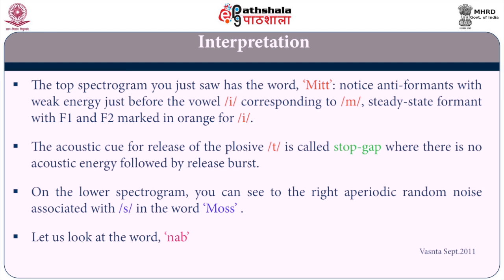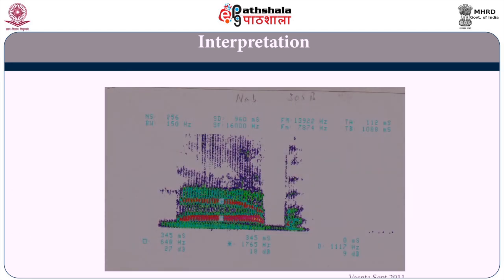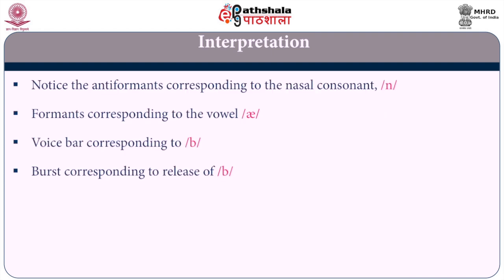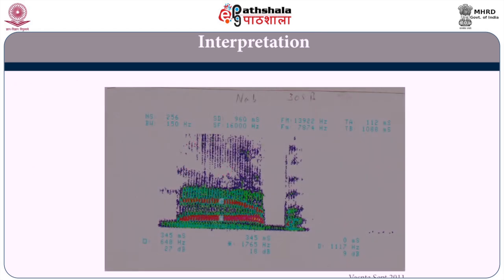Then the next spectrogram corresponds to nab. Notice the antiformants corresponding to the nasal consonant n, again very weak. Formants corresponding to the vowel a, voice bar corresponding to b, burst corresponding to the release of b, right?